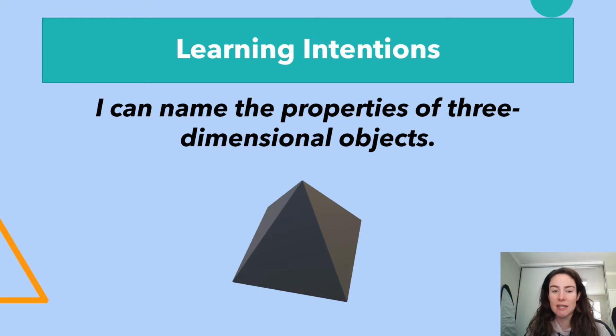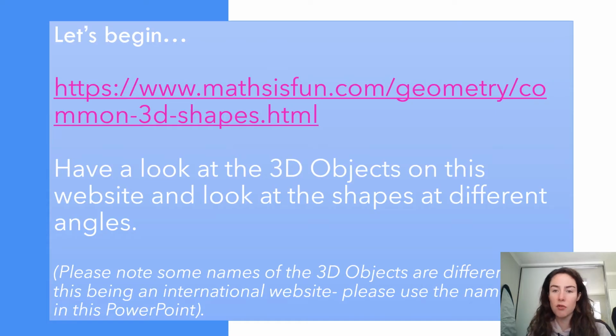All right, and our learning intention for today is I can name the properties of three-dimensional objects. So yesterday we were focusing on naming the three-dimensional objects, and what we're going to do today is look at the properties, the things that make up these 3D objects. So to start with, if you can click the link to this website, you can click on the different 3D objects and it will spin the shape around so that we can see them from different angles just to get ourselves familiar with them.